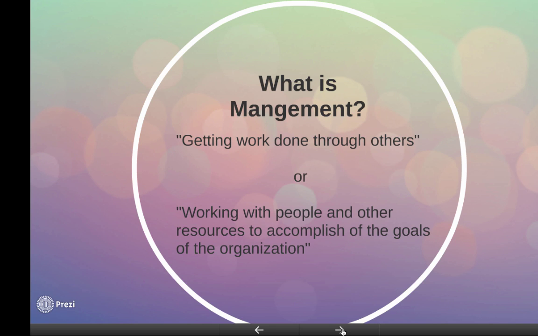Another way to define management is working with people, but then also other resources to accomplish the goals of the business. And I think that's also very true. As managers, we need to motivate people, but we have to be concerned about the equipment that we manage, the budgets, the financial resources that we manage, and information as well. We need to manage all those resources in order to accomplish the goals of a business.